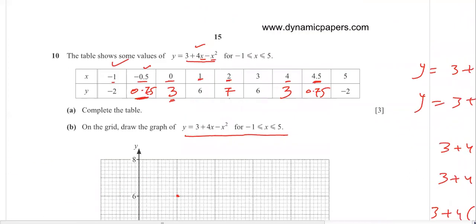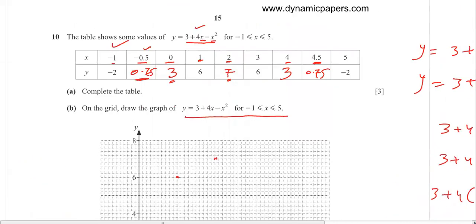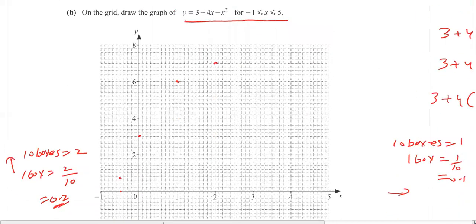Okay, when x is 2, y is 7. When x is 2, y is 7. After 6, 7 will be here because each box we know is 0.2. 6.2, 6.4, 6.6, 6.8 and 7. That will be 7. Then next for x is 3, y is 6. For x is 3, y is 6.